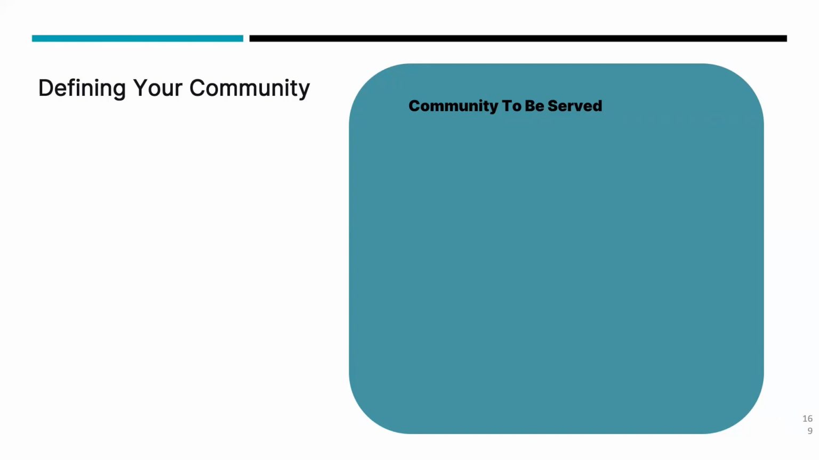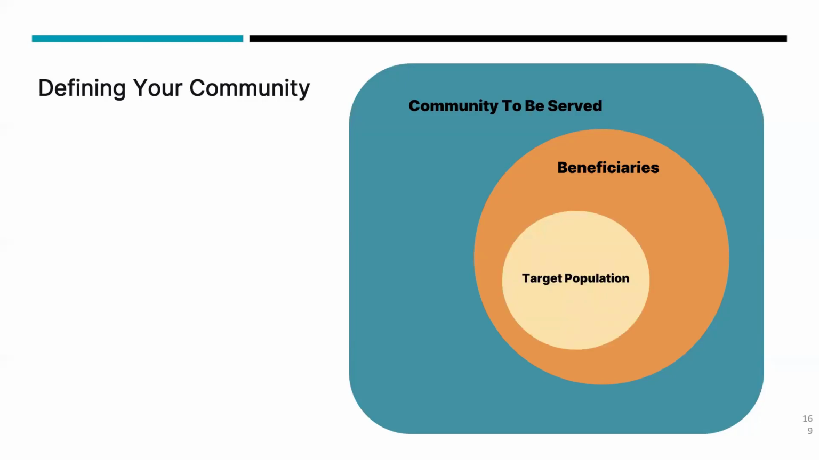So the community to be served is the geographical or organizational community that benefits from the project. For example, it could be your tribal community. The next one is beneficiaries, which is a subset of your community to be served. And those are the individuals within the community that benefit from the project. For example, in a youth project, it could include definitely youth, it could include their parents, maybe youth workers or school administration.